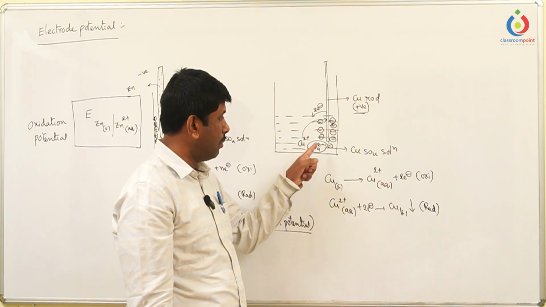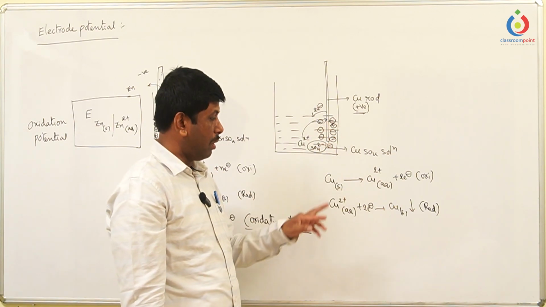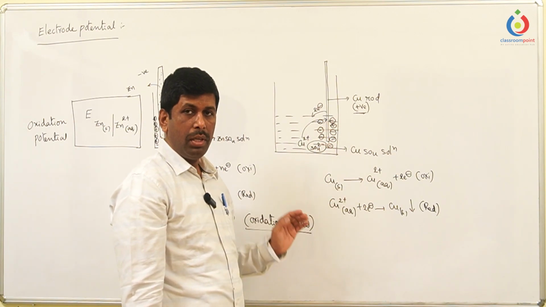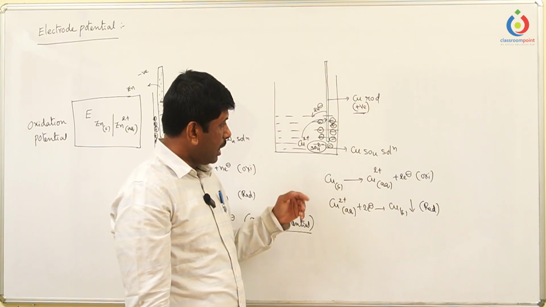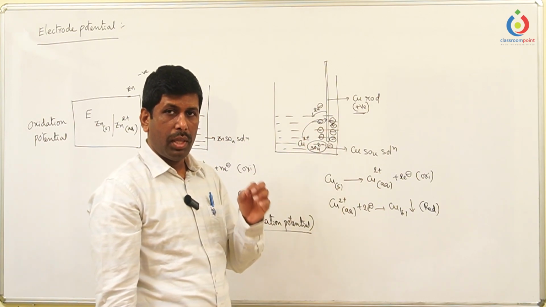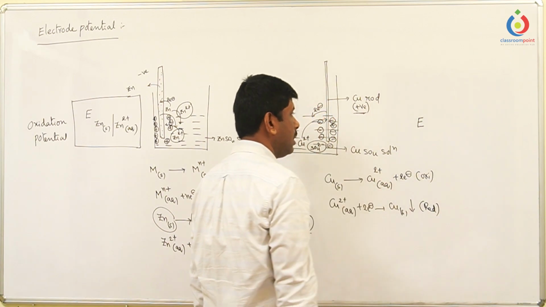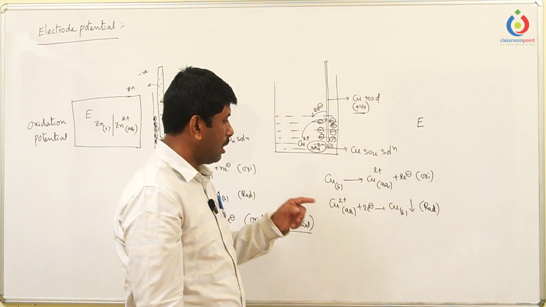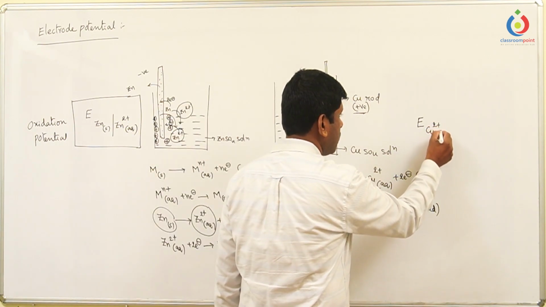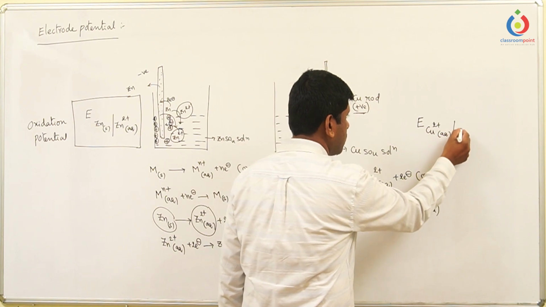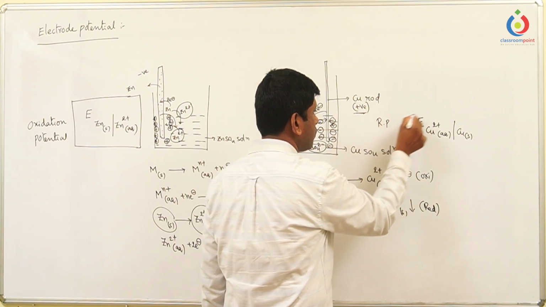Why? Because the more the reduction reaction happens, the more negative ions are left in the solution. That means even though both reactions are happening, if the reduction reaction is dominating over the oxidation reaction, and any potential difference arises, that potential difference is called the reduction potential. So here E again is the potential. That potential is because of this reduction reaction, so we can write Cu2+ in aqueous form converting into Cu in solid form. This is known as the reduction potential.